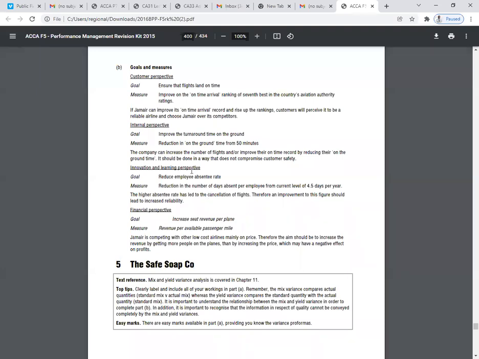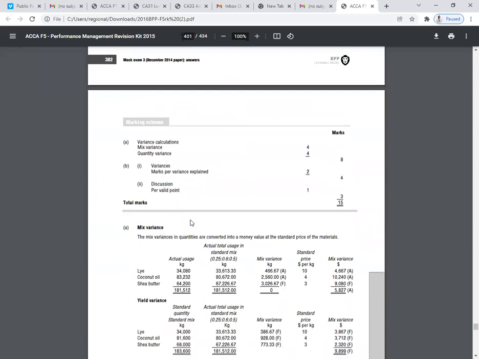Innovation and learning, the perspective goal is to reduce employee absentee rate. Measure reduction in the number of days absent per employee from current level to 4.5 per year. Financial perspective goal is to increase, of course, revenue there. Revenue per available, like that. And then this question number 5 was also a very good question.